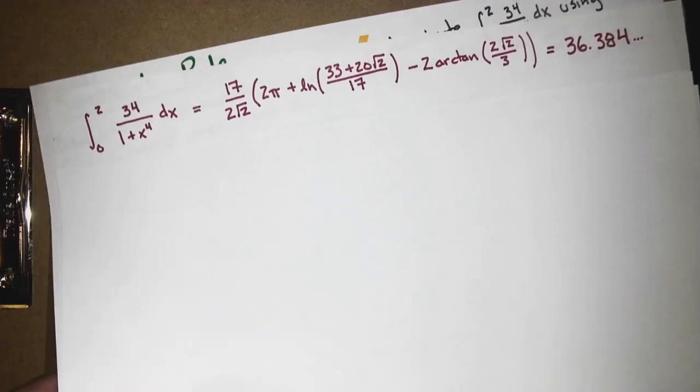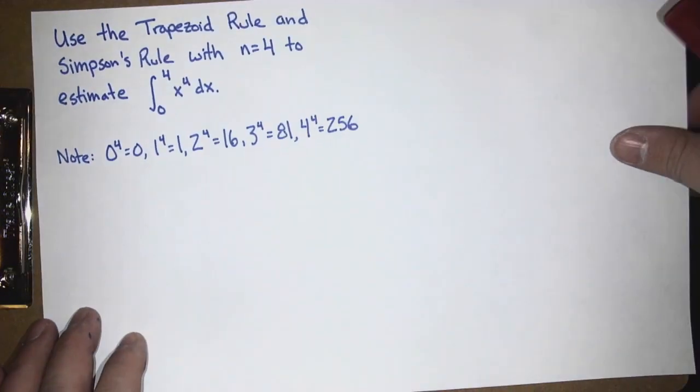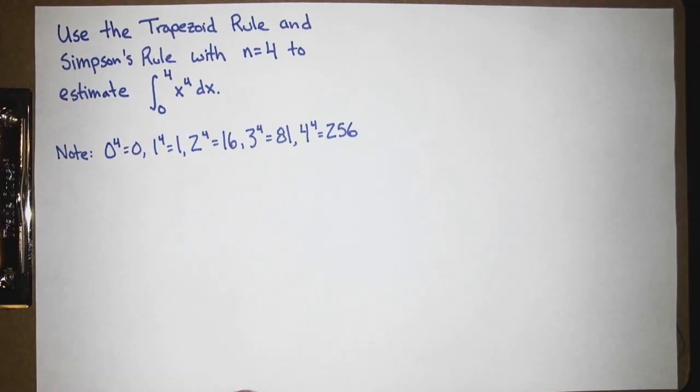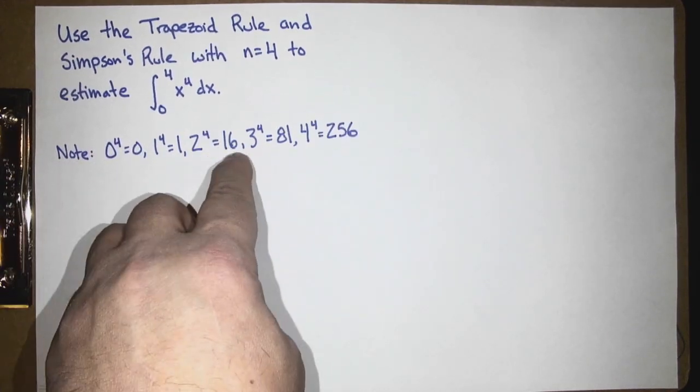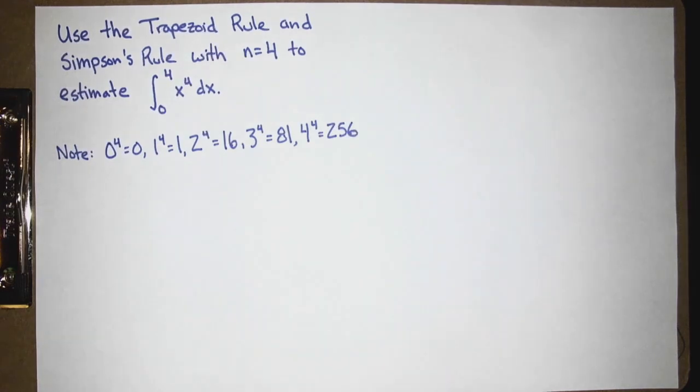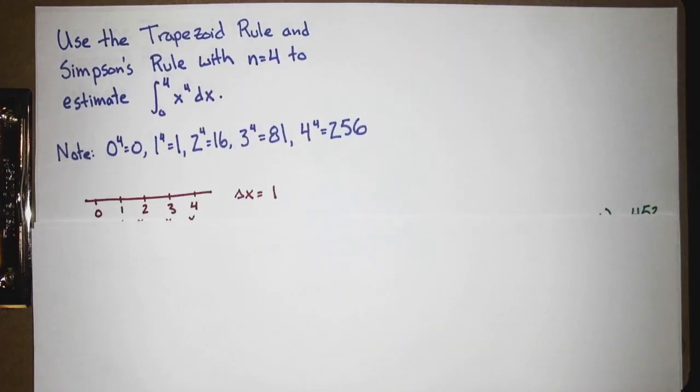Okay, well, now that we've done that, we still have time left. So there's a problem. Use the trapezoid rule and Simpson's rule with n equals 4 to estimate the integral from 0 to 4 of x to the 4th dx. And in case you don't know your powers of 4, you'll have 0, 1, 16, 81, 256. So, looking at our problem, we have our delta x equals 1.